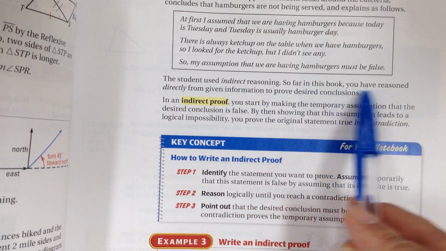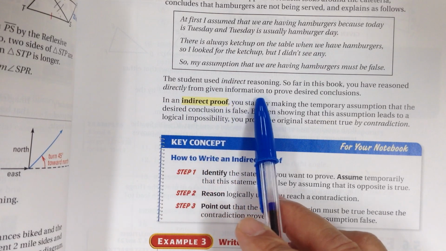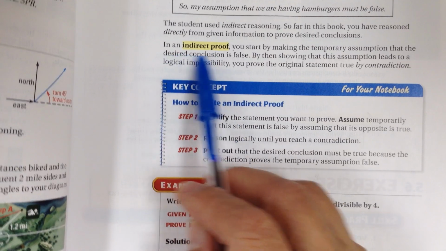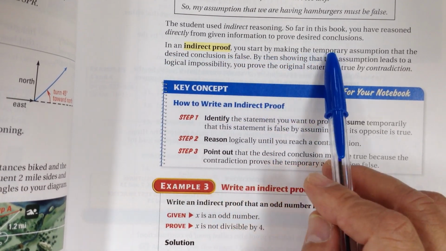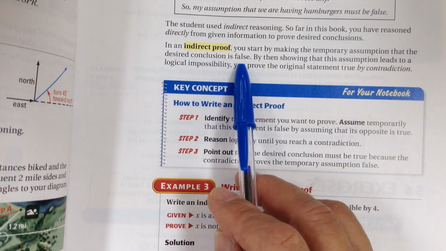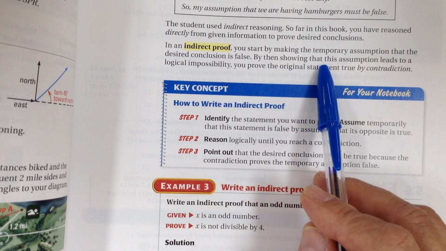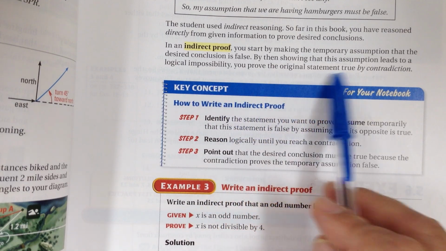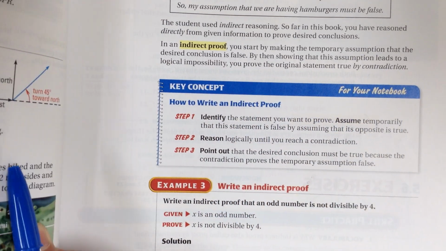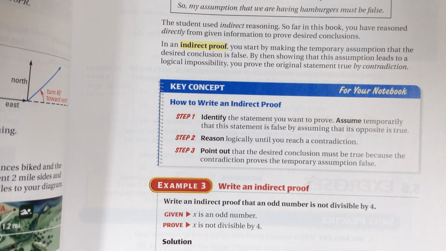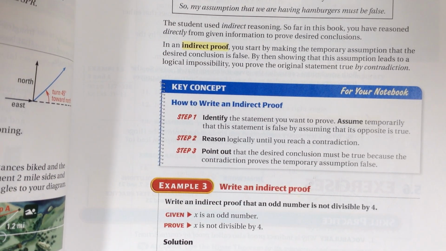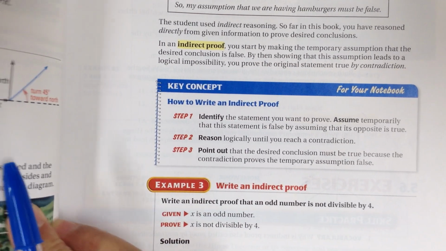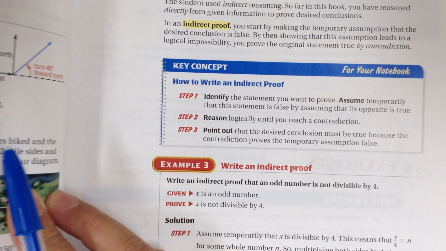So far in this book, you have reasoned directly from given information to prove desired conclusions. In an indirect proof, you start by making a temporary assumption that the desired conclusion is false. By then showing that the assumption leads to a logical impossibility, you prove the original statement true by contradiction. So for indirect reasoning, you have to come up with the opposite, and if the opposite is false, then the original must be true. It's almost like a counterexample.